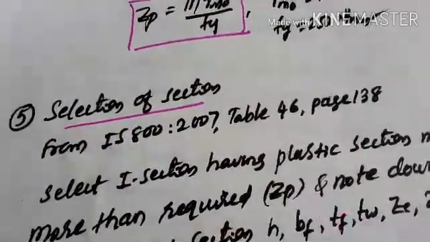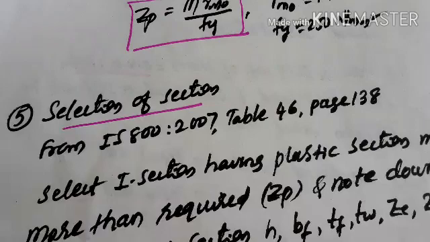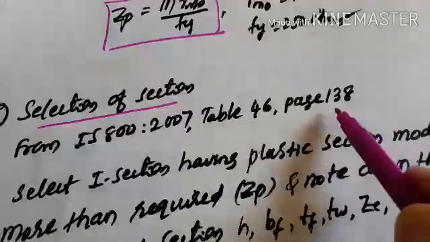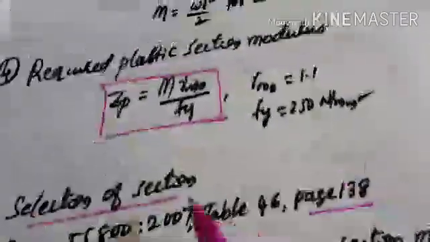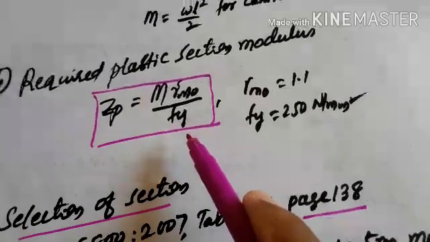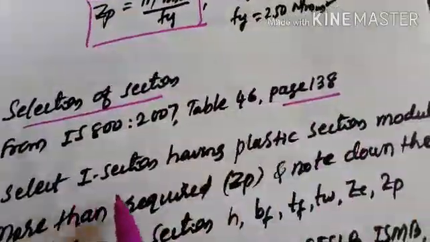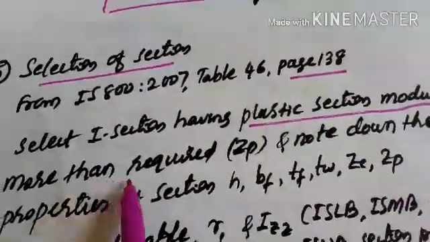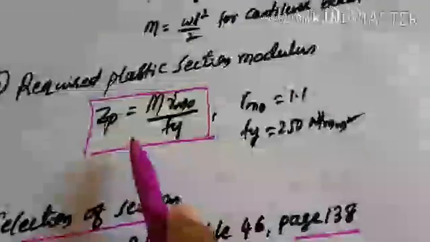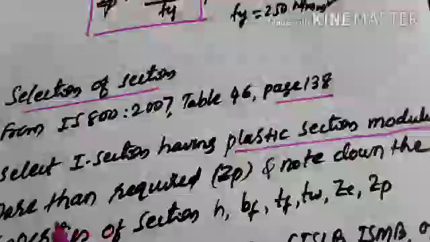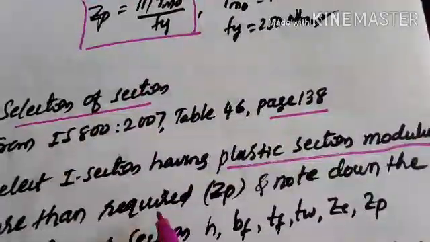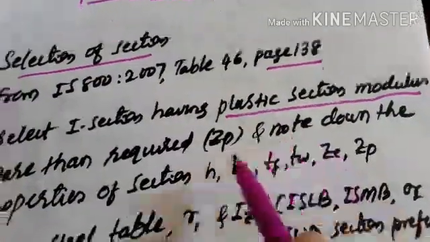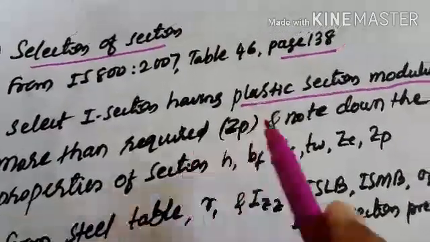So you have to select the section; you refer to IS 800 2007 table number 46, page number 138. For this required plastic section modulus, select an I section having a plastic section modulus more than required. Whatever ZP you have calculated as required, you have to select a section which has more than the required ZP. Okay, and note down the properties of whichever section you choose.